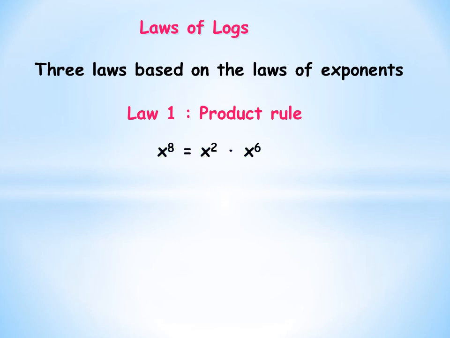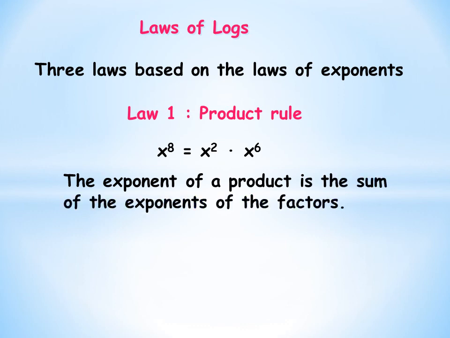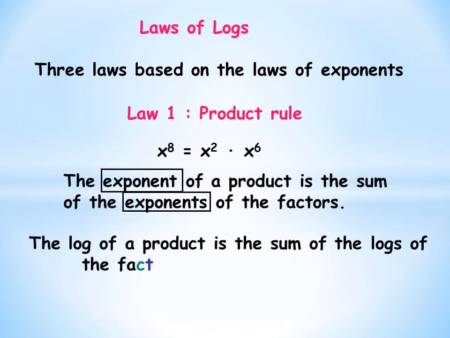And if you remember from exponents, when they have the same base and you're multiplying powers together, you add those exponents. Right, so the exponent of a power that is the product is the sum of the exponents of the factors. So 6 plus 2 will give you the 8. Logs are going to be doing exactly the same thing because logs and exponents are actually inverses of each other. So the log of a product is the sum of the logs of the factors.